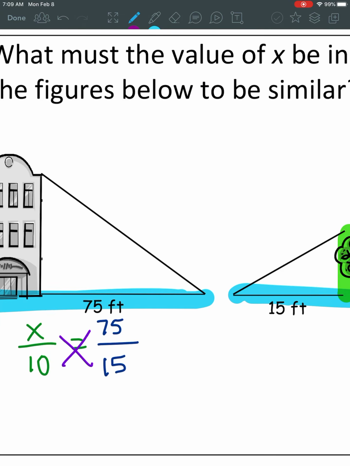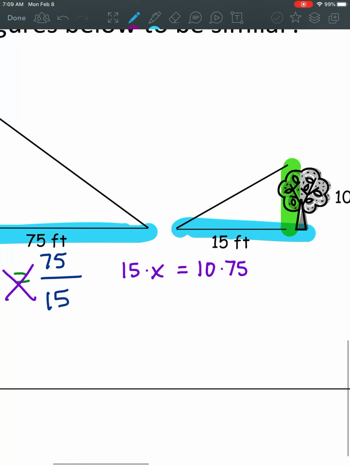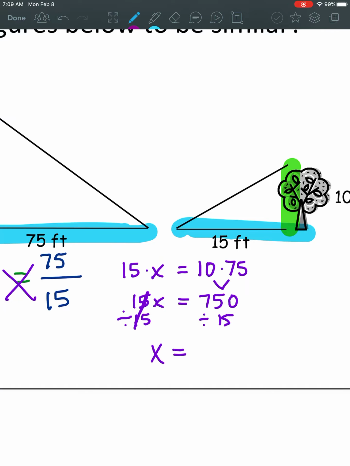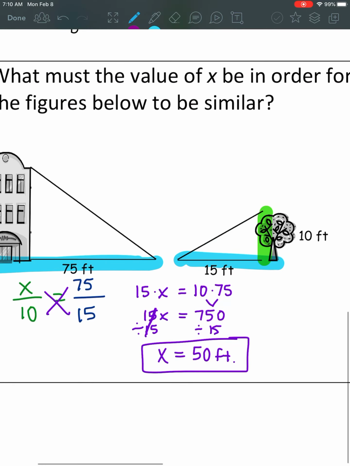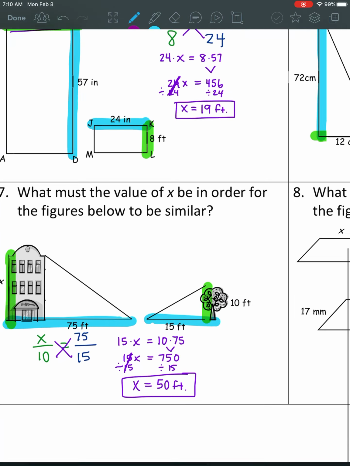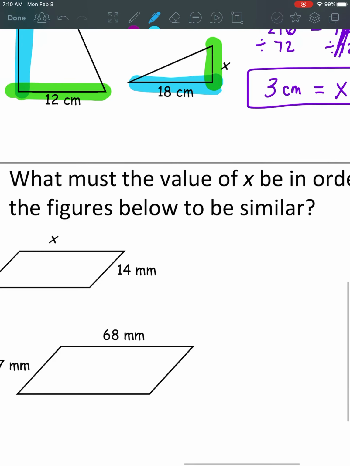Then cross products, so 15 times x is one diagonal, 10 times 75 is the other, and set them equal to each other. So we get 750, and then we will divide by 15 to get x by itself. So 750 divided by 15, we get x is 50 feet. All right, notice we are solving for a measurement, so I'm labeling all of these with the units.